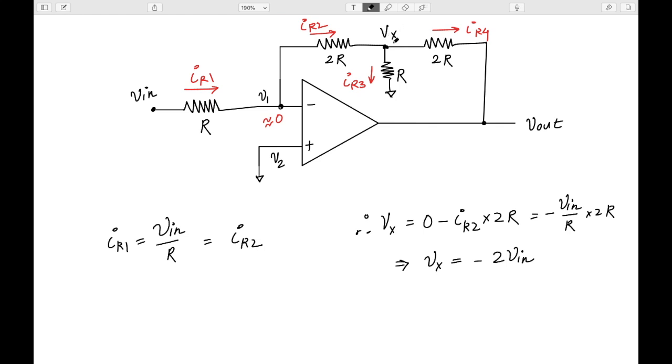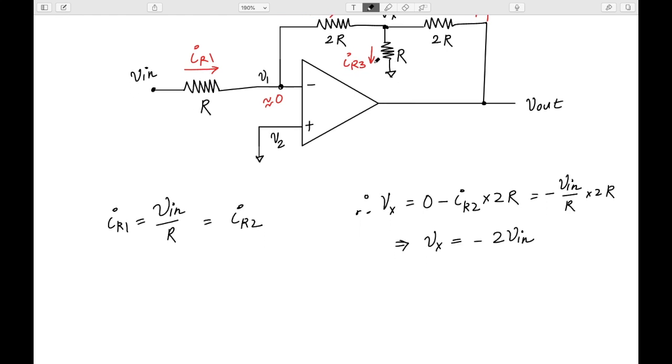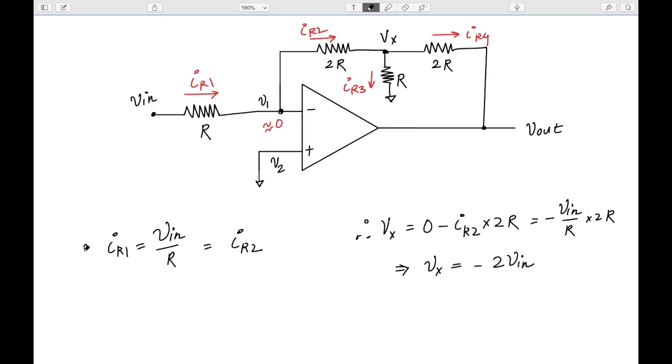Okay, because I know this Vx, I can calculate IR3 now. Therefore my IR3 is equal to Vx by R, which is equal to minus 2 V in by R. Okay, so this is the current that is flowing, and of course we can see that although the direction we have assumed is from Vx to ground, it looks negative. That means the actual current going is from the ground to Vx, as indicated by the negative sign.